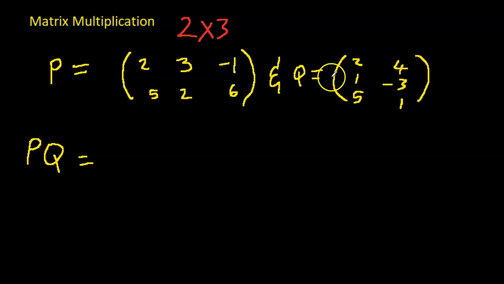And Q is what type of matrix? How many rows? So we have 3 rows and 2 columns. So yes, it is possible because these numbers are the same: the amount of columns in the first and the amount of rows in the second. And of course, this will result in a 2 by 2 matrix. Let's do the multiplication.